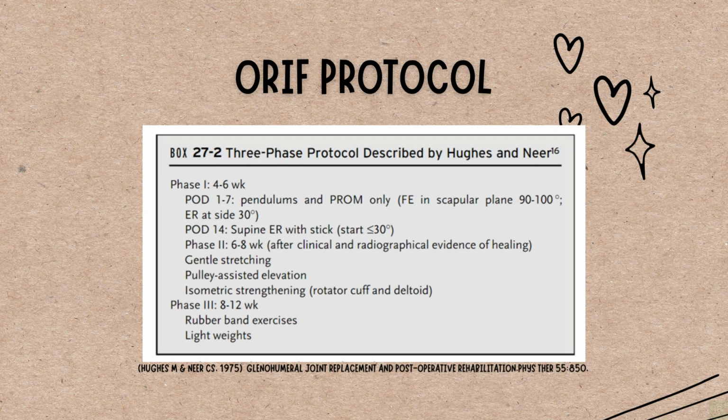So another common theme with the research on an ORIF with the humeral precautions, it seems that most researchers, doctors, therapists, they all get the basis of their foundation when creating their protocol from this 3-phase protocol that was described by Hughes and Neer. And they created this in 1975. And it just gives a rundown of the progression and the recovery stages from an ORIF from 4 to 6 weeks to 8 to 12 weeks.